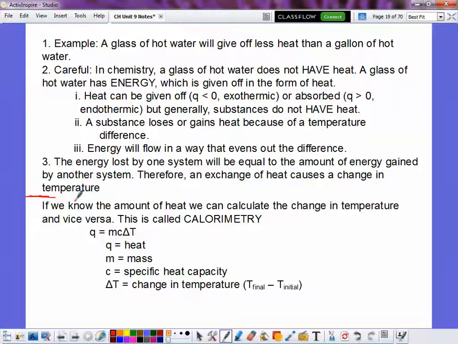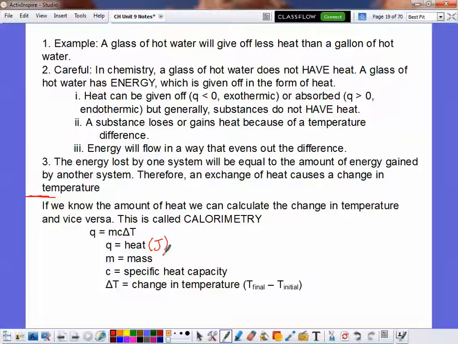I call this Q equals MCAT because it's Q equals MC delta T. What does delta mean? Change, and it's a big triangle, so it kind of looks like a capital A, so MCAT. All right, so whenever I say Q equals MCAT, I'm talking about this formula. Q is heat. Heat is going to be in the units of joules. Okay, it's the energy in the form of heat.